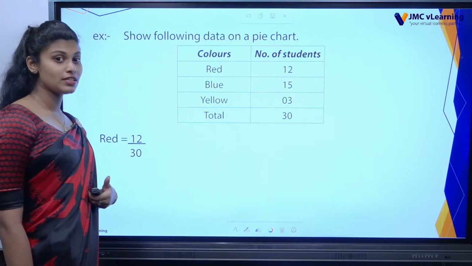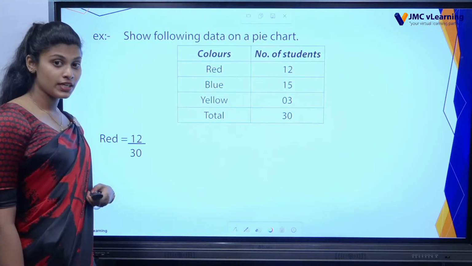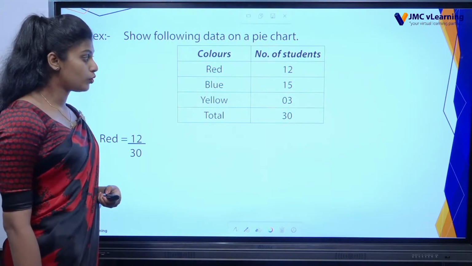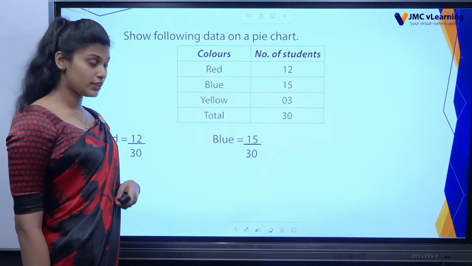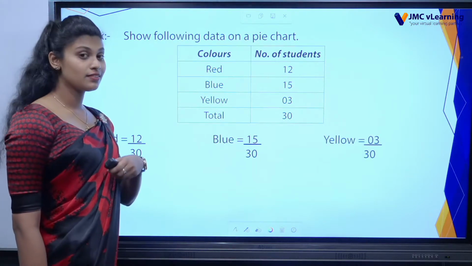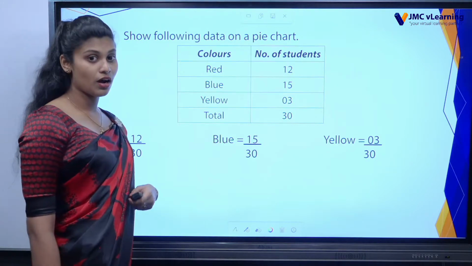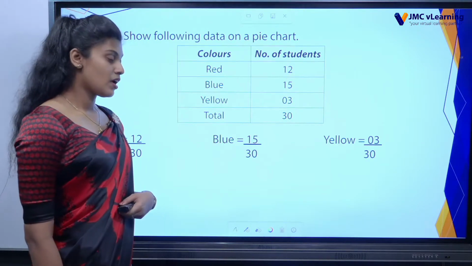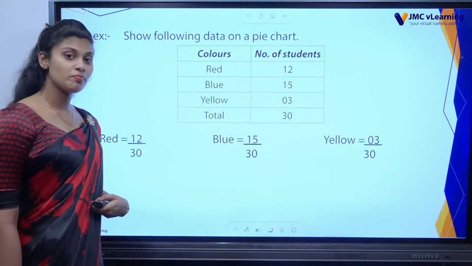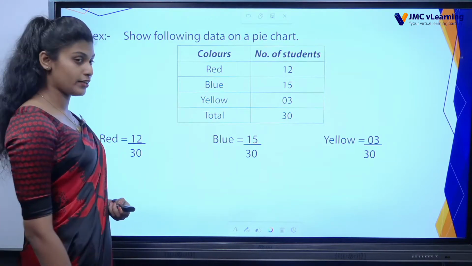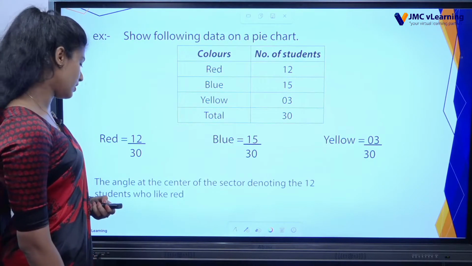Then let's represent each color as a fraction. There are 12 students who like red out of 30. Then blue, there are 15 students who like blue out of 30. Then there are 3 students who like yellow out of 30. By using each fraction, we can find the magnitudes to draw the pie chart.